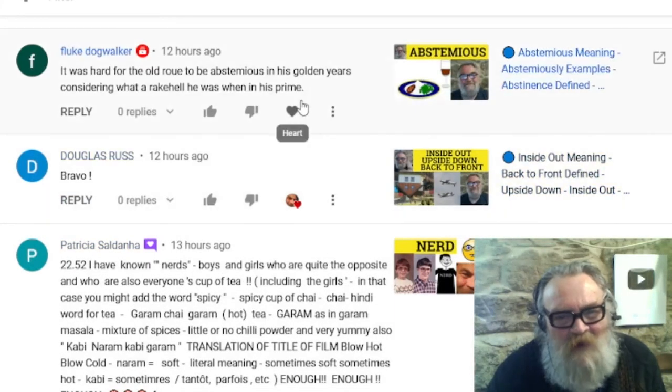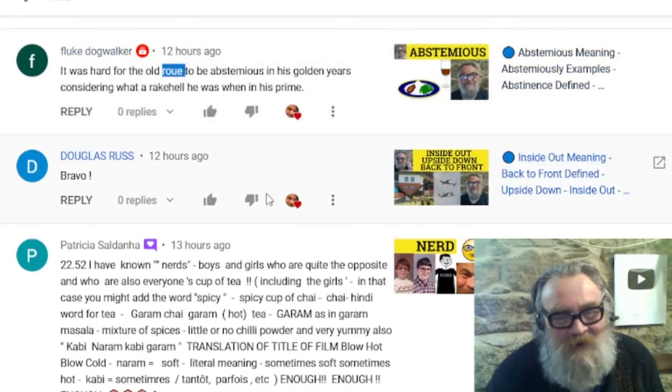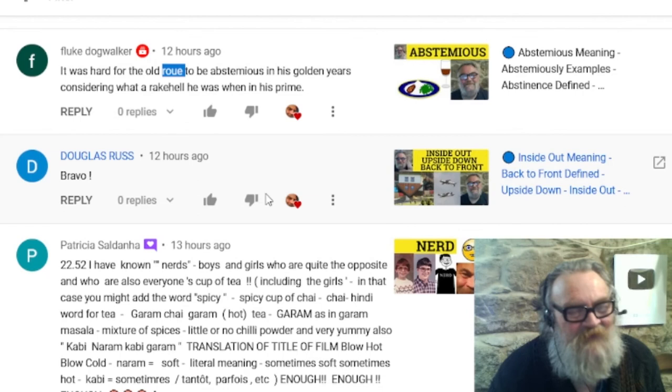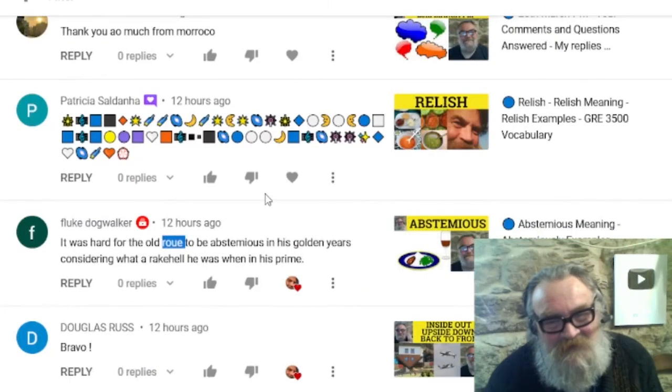It was hard for the old Roo to be abstemious in his golden years, considering what a rakehell he was when in his prime. Okay, I like these two words, an old Roo and a rakehell. These are two very good, unusual words. I love it, thank you. Yes, if you've had a very checkered past, it's difficult to be abstemious at times. Well, nowadays I'm totally abstemious.